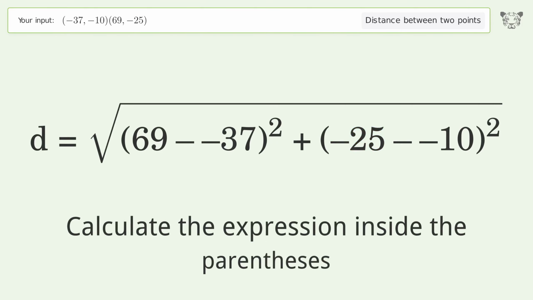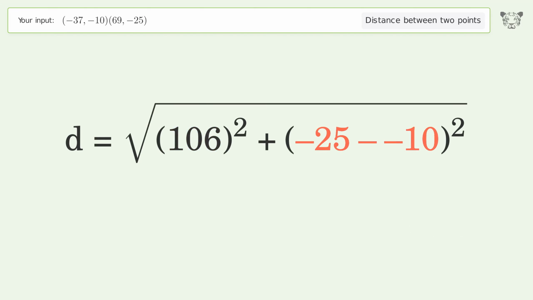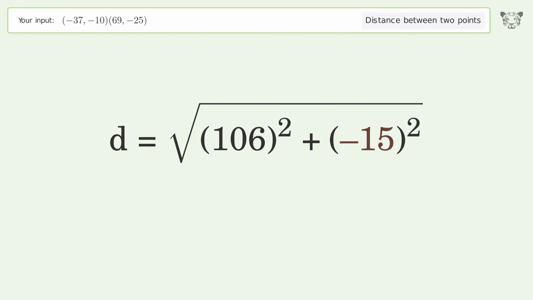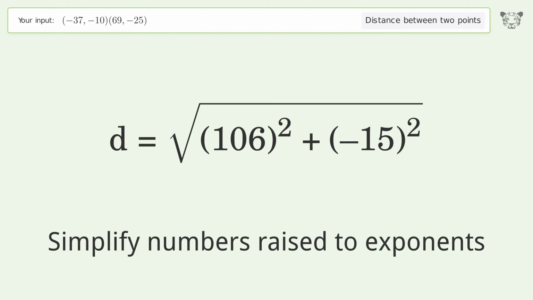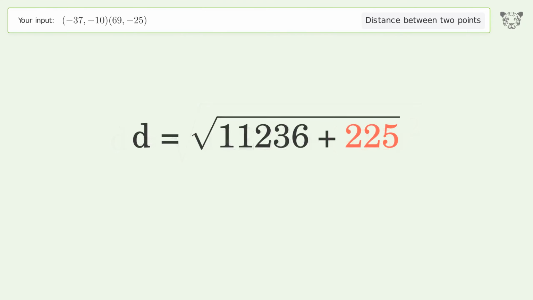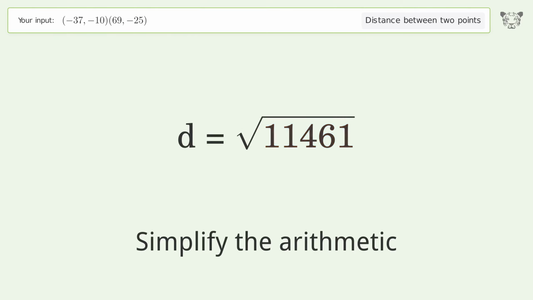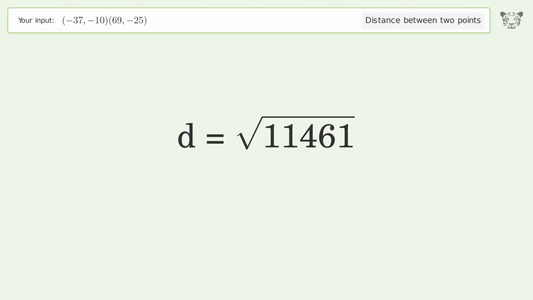Calculate the expression inside the parentheses. Simplify numbers raised to exponents. Simplify the arithmetic. And so the distance between the 2 points is the square root of 11,461, or 107.056.